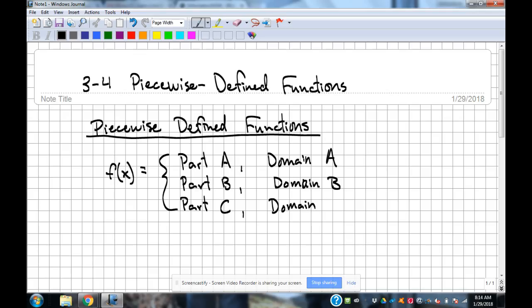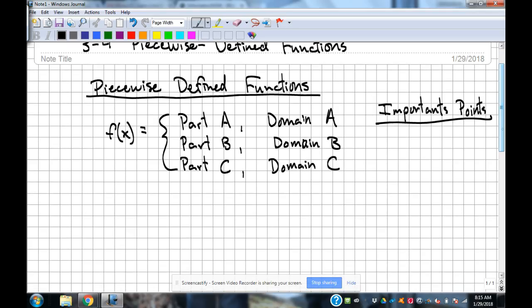So as we're doing this, with each part, there are things that I call important points. Important points are related to the domains of each part. With each domain, there's going to be at least one important point. Some of them are going to have 2 important points or more. But the important points are related directly to what they tell you the domain is. So when I say important points, you need to look to the x values that are given in the domain. That's where those are going to come from.